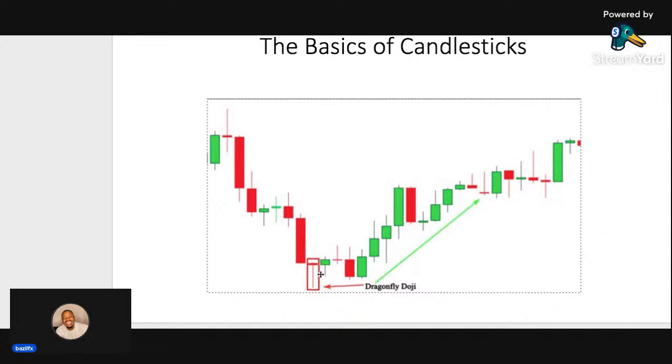So this is our dragonfly doji. This is our dragonfly doji, guys, and we always want to find it on a downtrend.